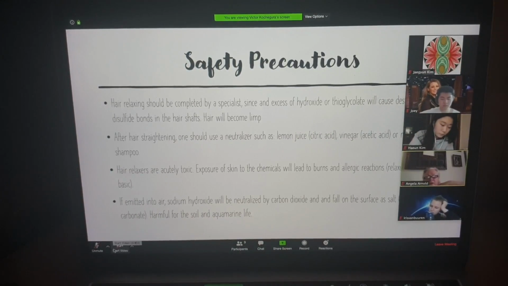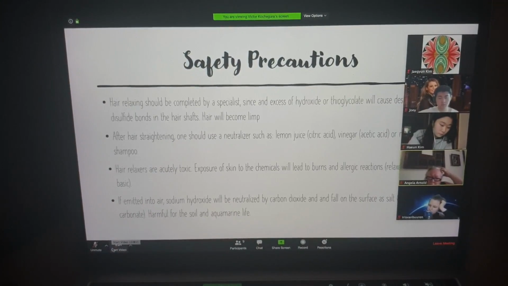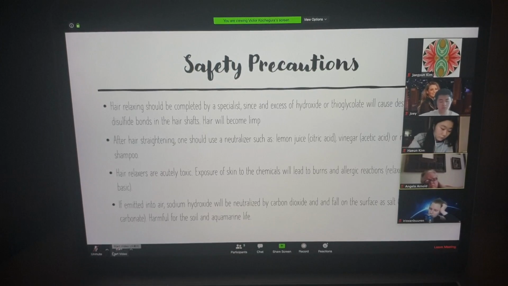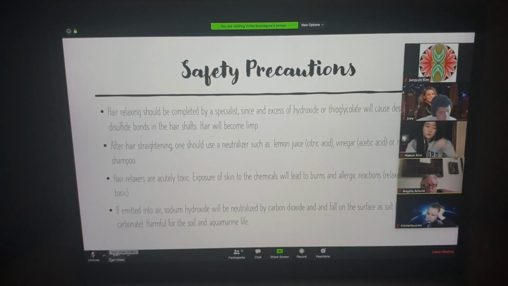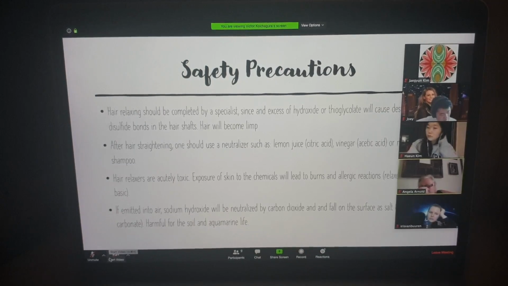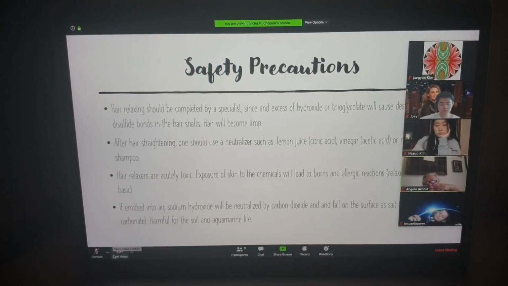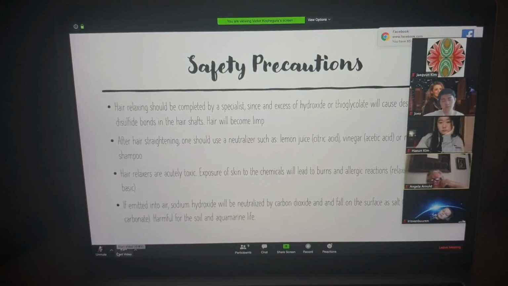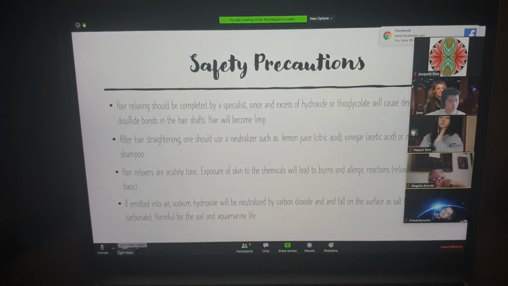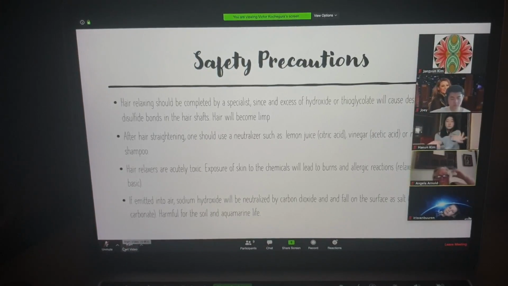It should also be known that since these chemicals are basic, they are dangerous for skin. In particular, sodium hydroxide can leave burns on your skin, while ammonium thioglycolate can lead to allergic reactions, also like burning your skin.